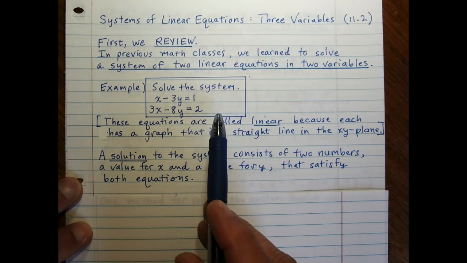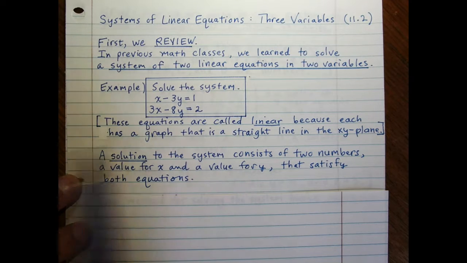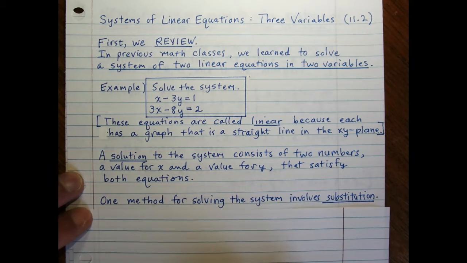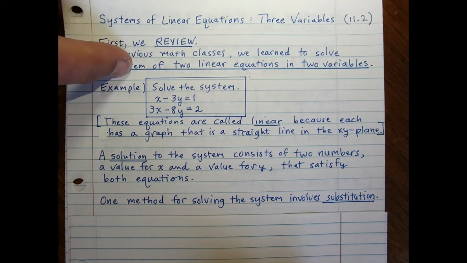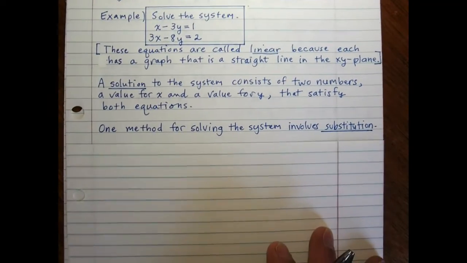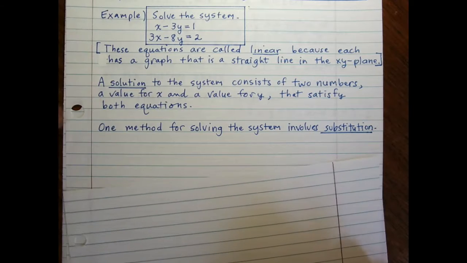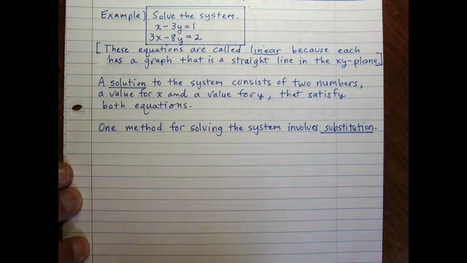Now there are several methods for solving systems of equations. You probably have learned several of these. You could graph the 2 lines and find the coordinates of the point where the 2 lines cross. The one method I want to refer to here, though, is the substitution method, because that's the method we're going to extend to 3 variables. So let's go ahead and solve this system using the substitution method.